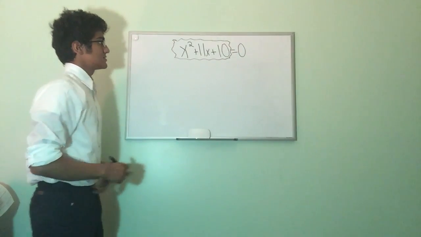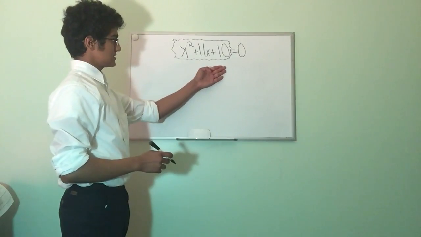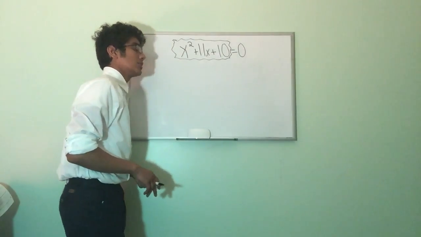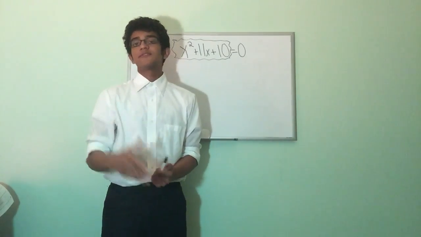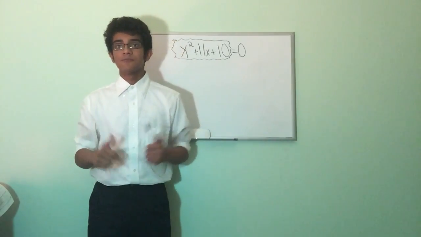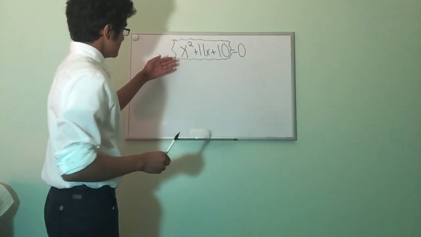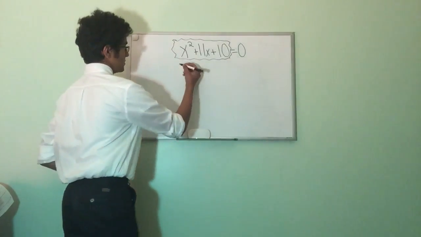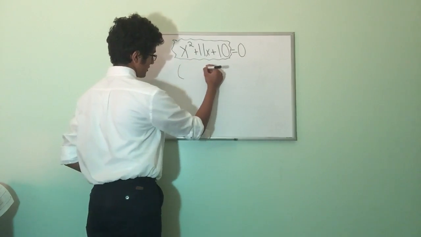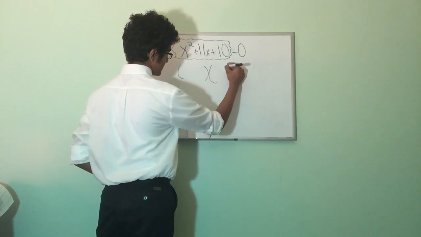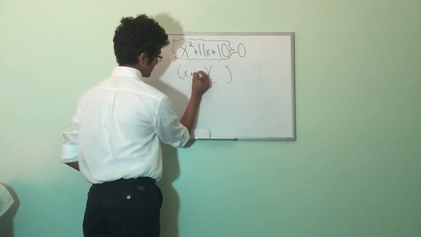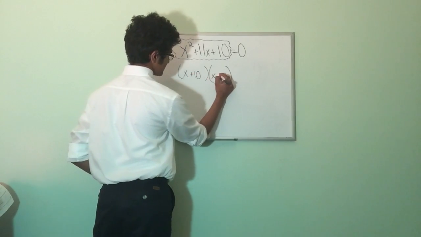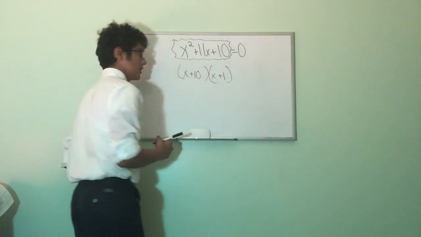And now what you do is you factor this quadratic out. If you don't know how to factor yet, you can feel free to watch one of my previous videos on factoring and you'll be good to go. So you factor out this quadratic, and one way or the other, you'll end up with these two binomials, x plus 10 and x plus 1.